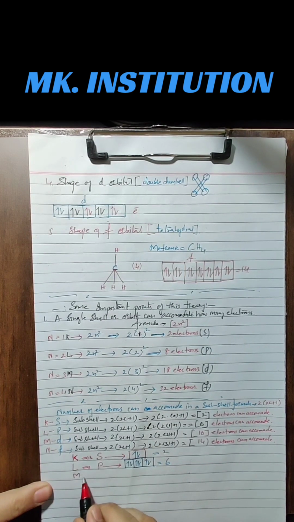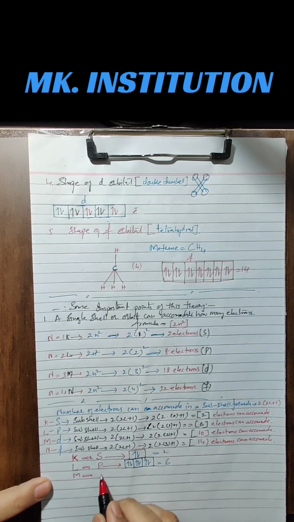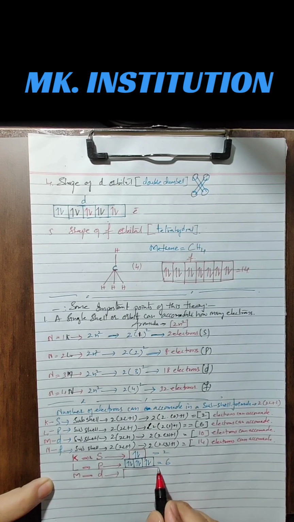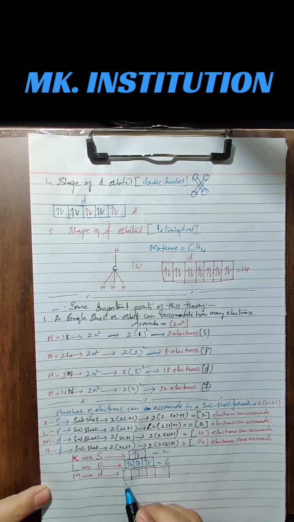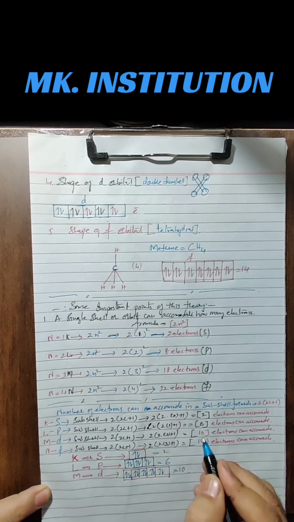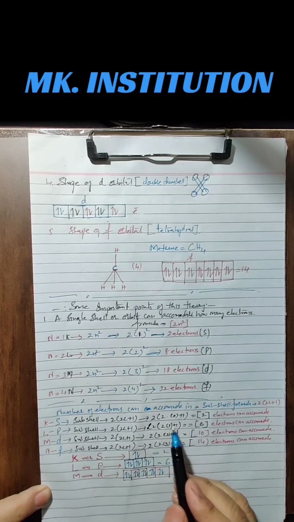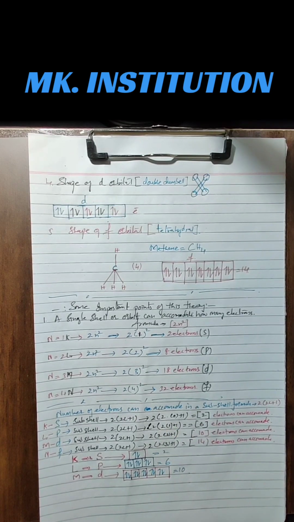Check the next one. K, L, M. M shell. Then what is the subshell? D. Now in D, how many orbitals here? 5 degenerate orbitals will be there. 1, 2, 3, 4, 5. Clear? So here how many electrons can accommodate? In each orbital, only 2 electrons will be there, not more than that. So 1, 2, 3, 4, 5, 6, 7, 8, 9, 10. So total number is 10. Clear? With this formula we are doing the same thing here.